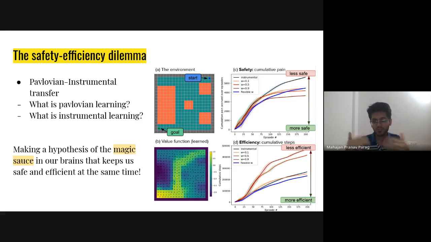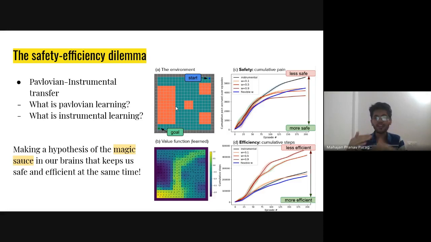And the Pavlovian is much simpler. It would just help you estimate the value of the pain you are going to get in that state, and it would increase the impetus of the withdrawal action. It would not nudge you towards turning off the gas stove or something like that. So you would forever be deprived of coffee for the rest of your life.